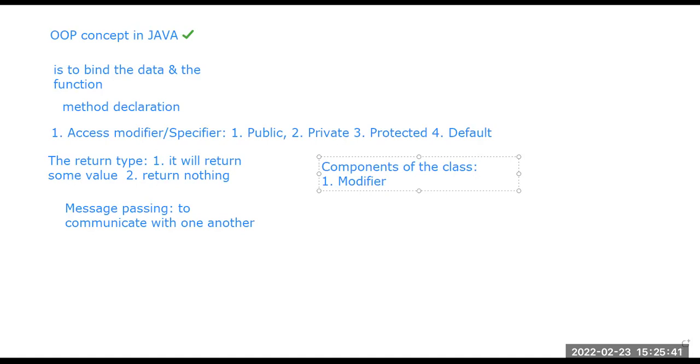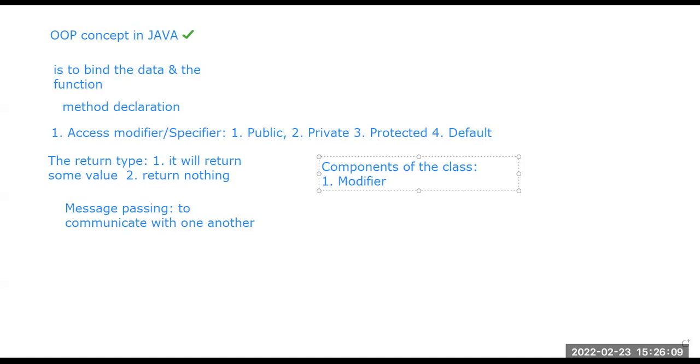For a class, we need to mention whether it is a public class, a private class, a protected class, or default. Whatever we have discussed about modifiers applies here. So a class must have a modifier. A class can be public, private, protected, or have default access. The first component of a class is the modifier.